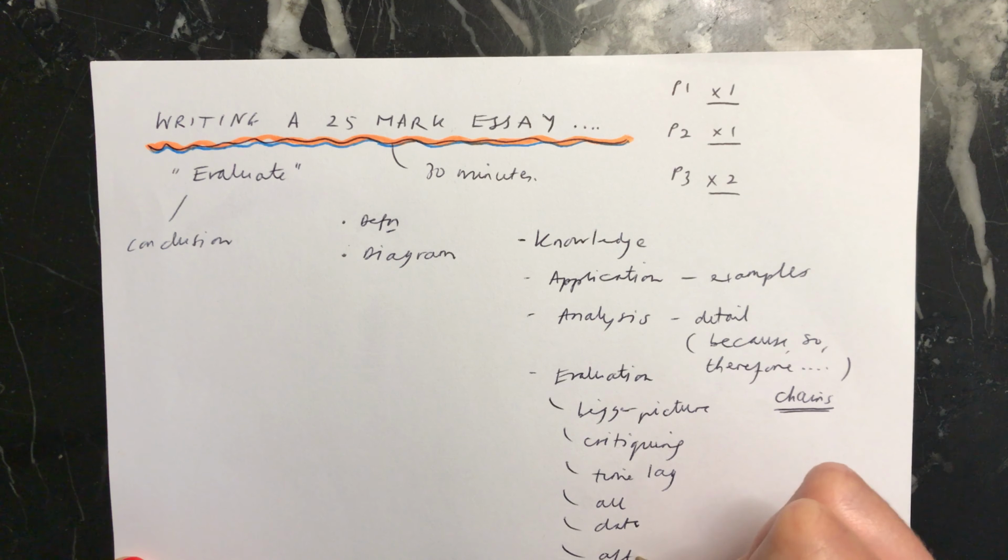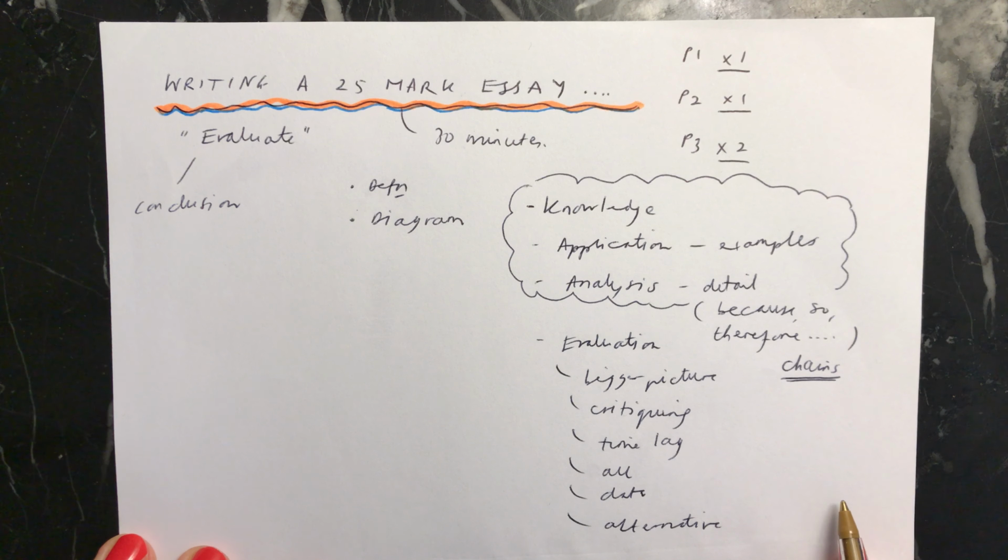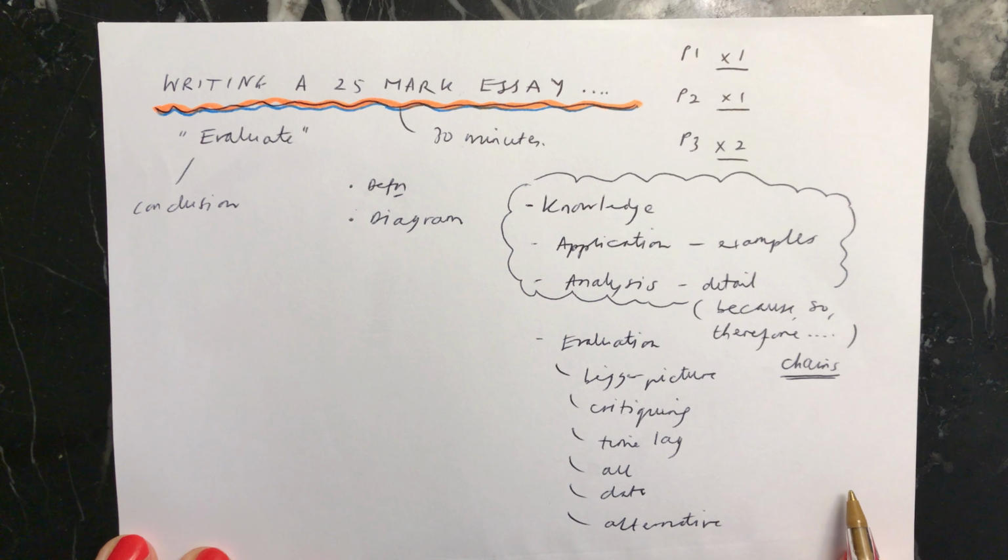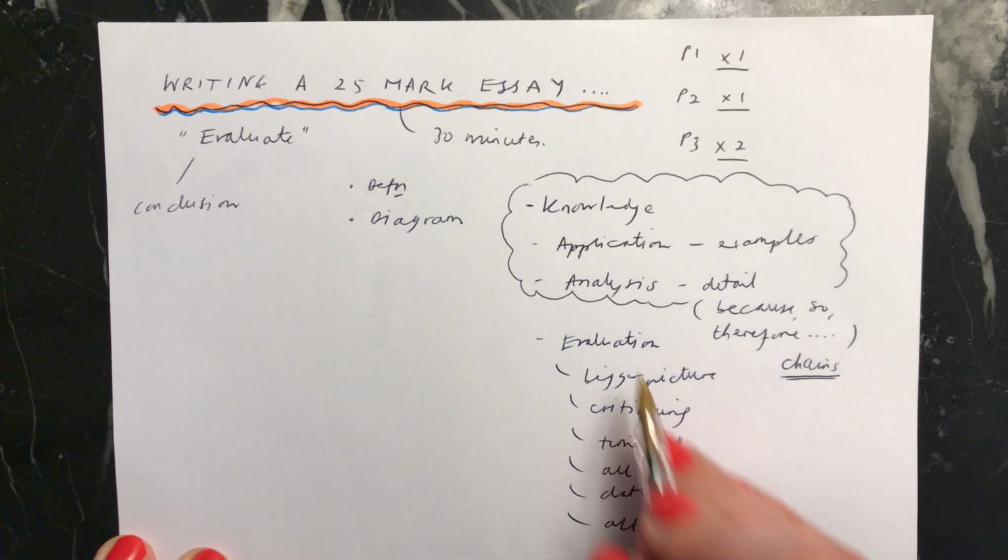So what you're really doing is you're setting out here the basics to answer the question in the knowledge, application and analysis. And then in your evaluation, you're coming in and saying, well, is that really the case? Will this happen? Imagine that you have presented an answer to a question and then somebody says to you, but what about this? What about this? That's what you're putting in your evaluation.